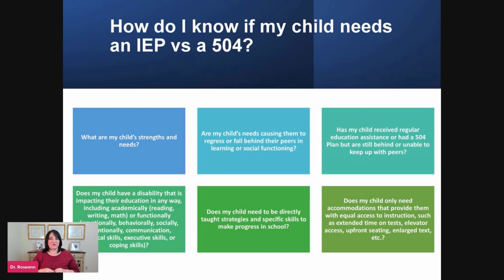If your child has received reading assistance in K or 1, they probably are dyslexic. And they may be very bright and compensating. I like to say that all the time. So does your child have any kind of disability that's really impacting them behaviorally, socially, in math and communication, in their coping skills, their executive functioning?